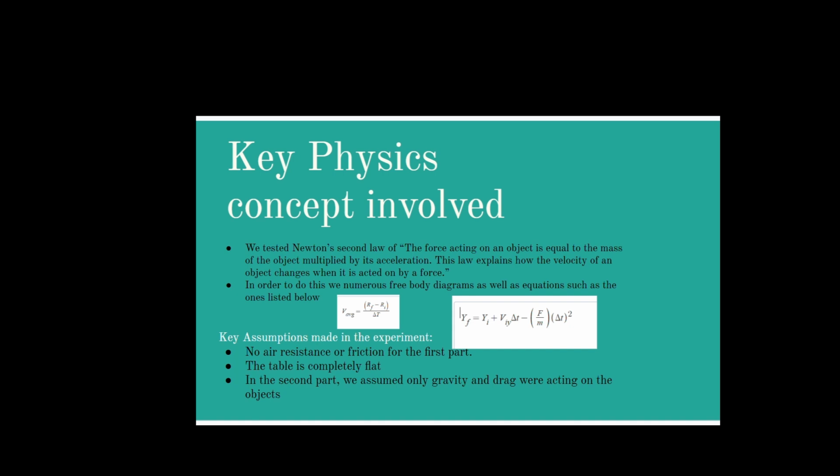That's because in the x direction, for one of our models, there were no forces, and for this one, to calculate the positions, we used this formula just because there were forces acting on the object. Key assumptions made in this experiment were no air resistance or friction for the first part, so there was no drag. The table is completely flat. In the second part, we assumed only gravity and drag were acting on the object. Well, there may have been more.